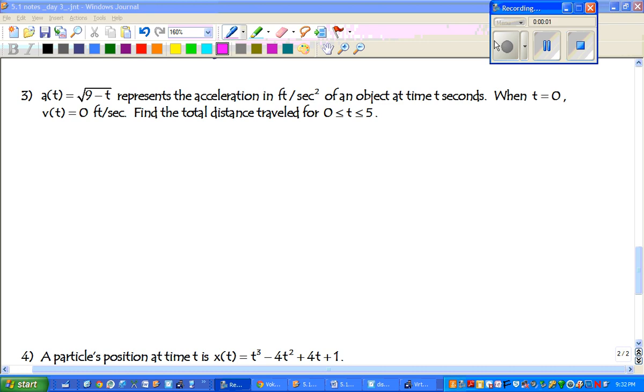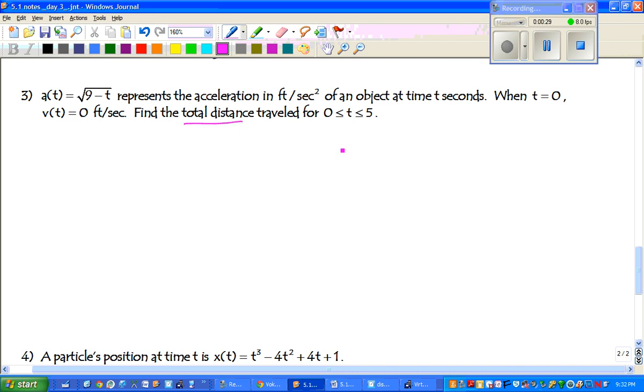Alright, so those shouldn't have been too tough for you. So let's pull in some old info and old things that we've learned and take a look at number 3. Here it gives us the acceleration, and that A of t represents the acceleration in feet per second squared. It says when t equals 0, velocity is equal to 0. We want to find the total distance from 0 to 5.